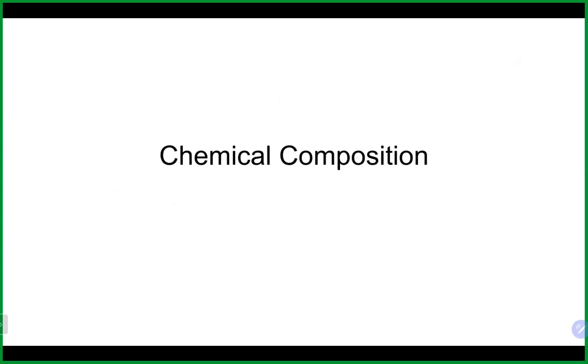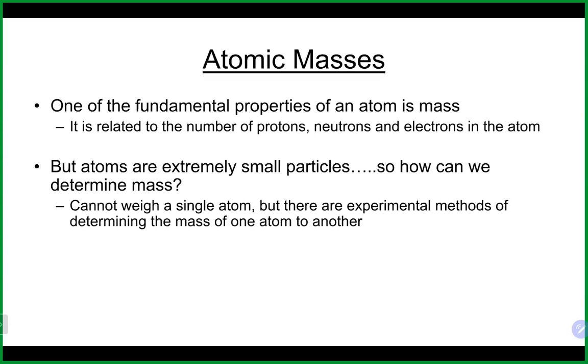So let's talk a little bit about chemical composition. Speaking of that number on the bottom of the periodic table, that is where we're going. That number on the bottom is the atomic mass of an element. And again, that is different than the mass number that we were just talking about. One of the fundamental properties of all atoms is the mass of it. It is really based on how many protons, electrons, and neutrons it has.